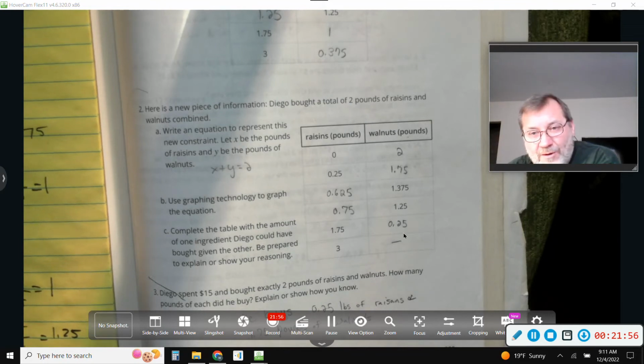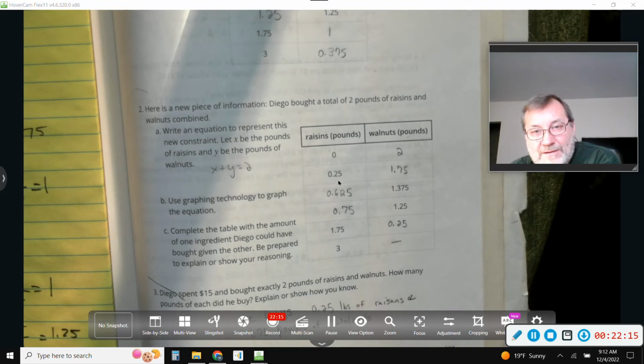Well, you can't go and buy something there and get a negative amount of walnuts. It's not going to happen. So that's why there's a little line through here, because there's no answer; you can't complete it. This answer can't exist.